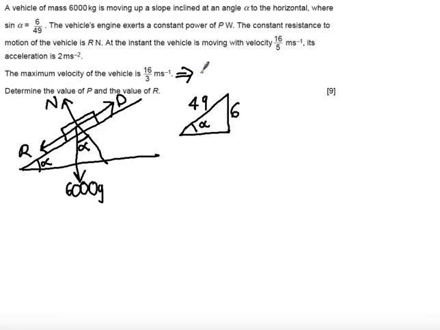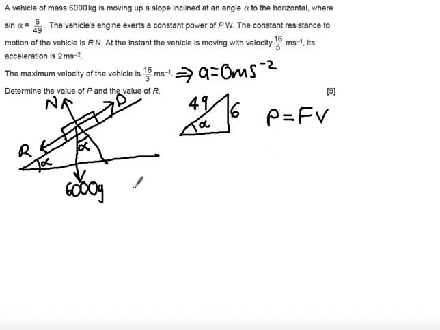Maximum velocity implies to us that the acceleration is equal to 0 at this point in time. It's an important part to take out of the question. We're going to be using power equals force times velocity, or in this case it's going to be the driving force times velocity.